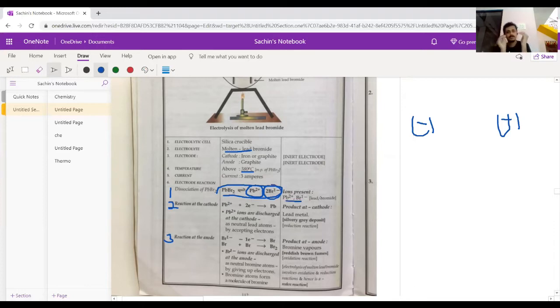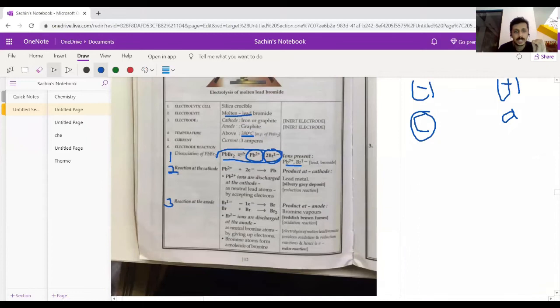Now think for yourself: Pb2+ is a cation and Br- is an anion. Where does Pb2+ go? Will it go to cathode or anode? Pause for a moment and think. Yes, the lead Pb2+ will move towards cathode, because it is a cation, and Br- will move towards anode because it is an anion, or negatively charged ion.